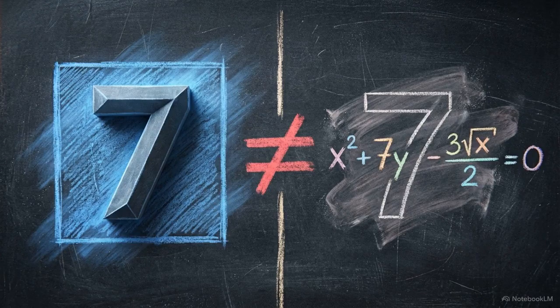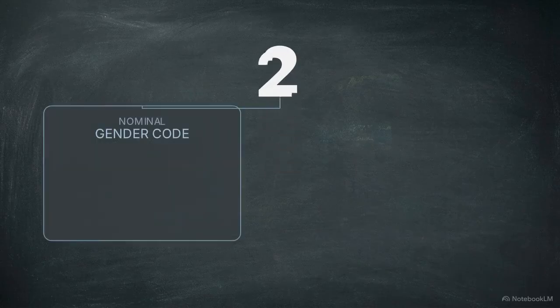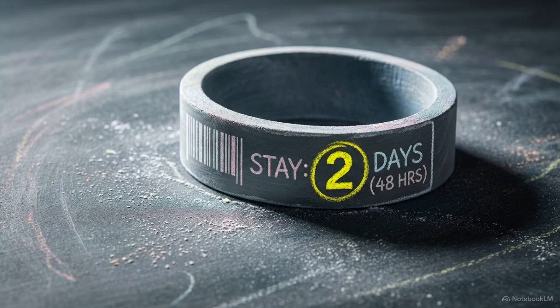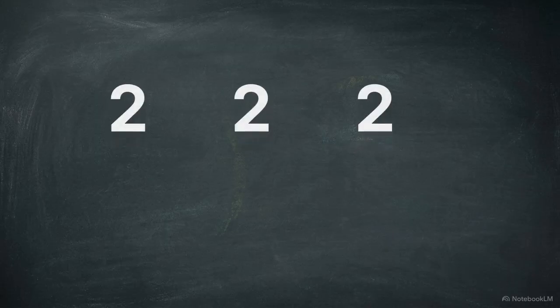Just because a clinical observation is recorded as a digit doesn't mean it possesses the exact mathematical logic as a standard number in an equation. Consider the number 2. In a demographic database, a 2 might represent a patient's gender code, distinguishing them from a 1. In a completely different column, a 2 might represent a patient's subjective score on a mild pain scale. In a third column, that same 2 might represent a patient's physical length of stay in the hospital, exactly 48 hours. Typographically, these 2s look identical.